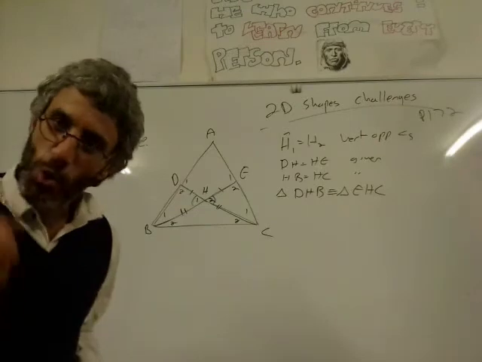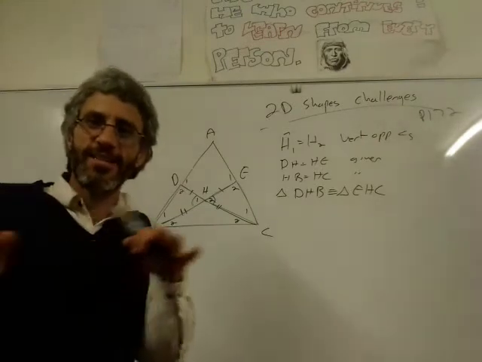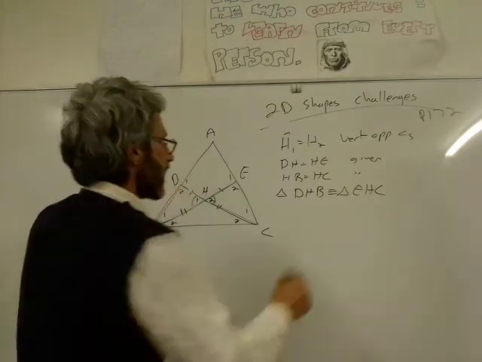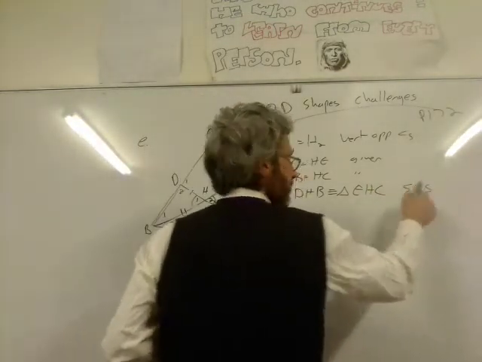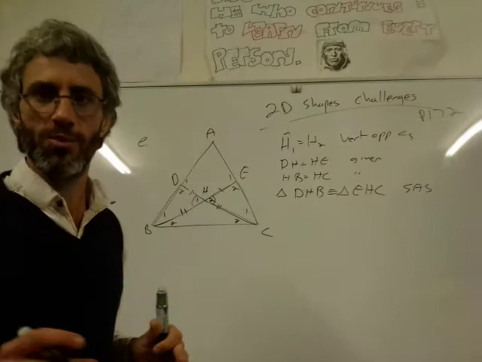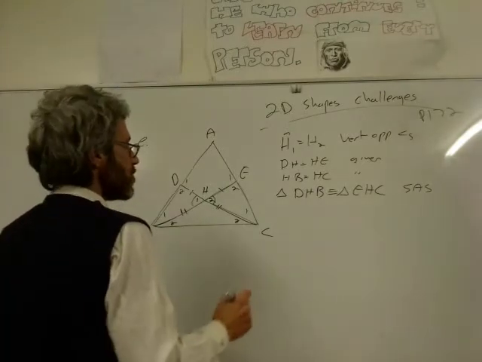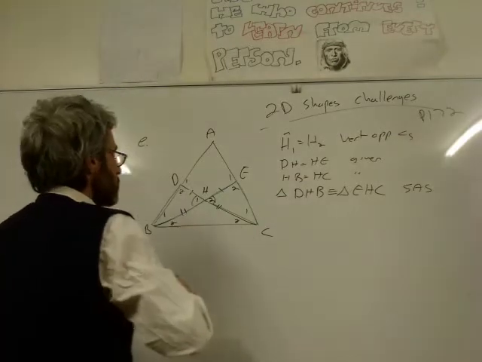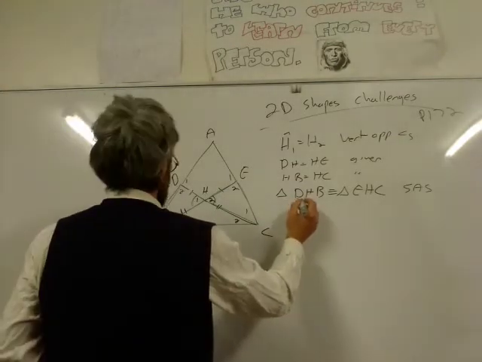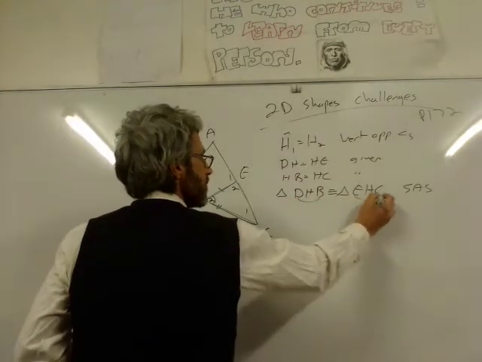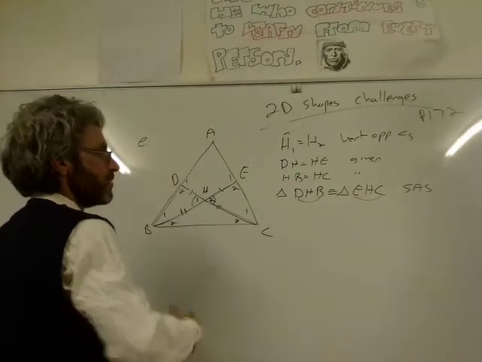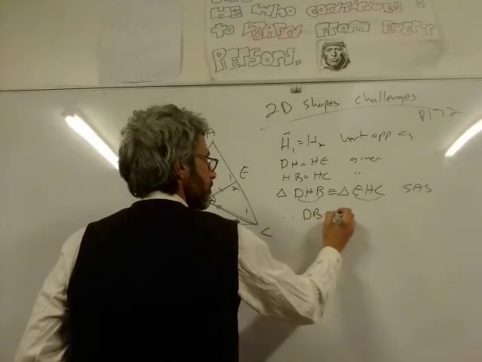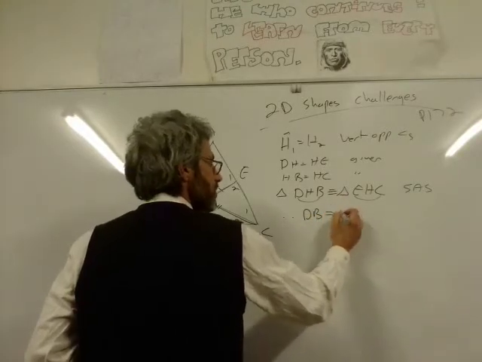And don't forget, you've got to write whether it is SSS, ASA, SAS, all that stuff. Okay, we've got side, angle, side, so it's SAS. You have to write it. If you don't write that, you will lose a mark. Okay? Now, once we've proven that they're congruent, I can say, because these two triangles are congruent, then DB equals EC. Just draw it like that. Do these two arcs. Therefore, DB equals EC.